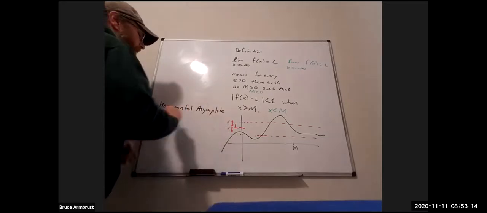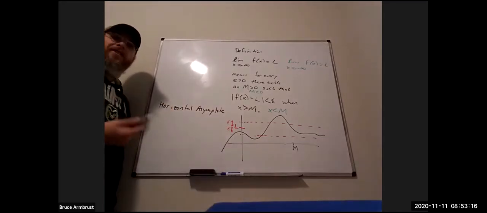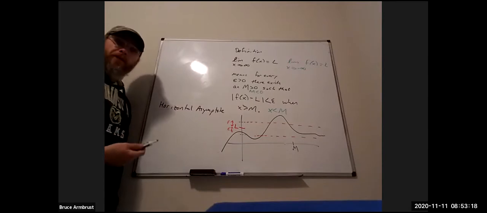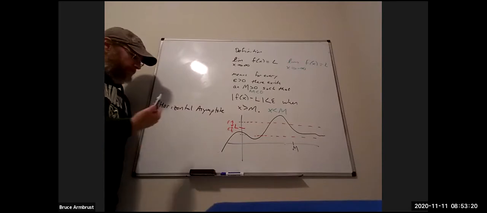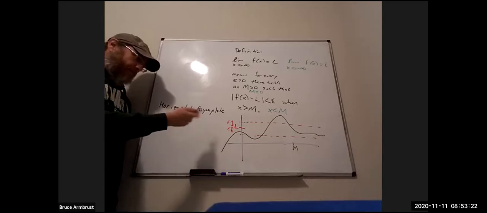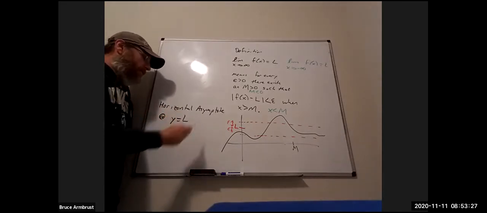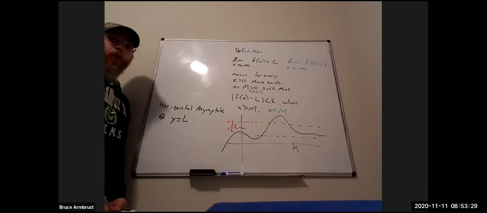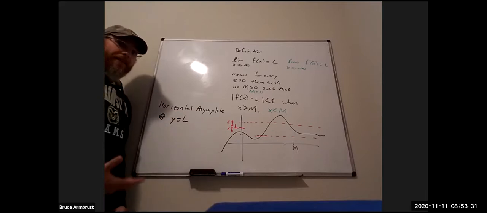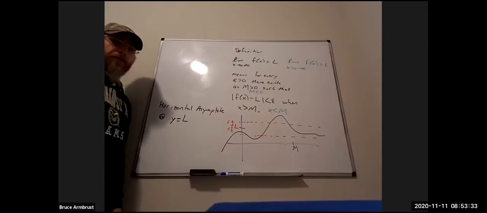You know about horizontal asymptotes. Asymptotes in general are lines that we approach. We've talked a lot about vertical asymptotes. A horizontal asymptote is the same kind of idea, and there's going to be a horizontal asymptote at y equals L. So whatever that limit is, that's where we're going to get a horizontal asymptote.